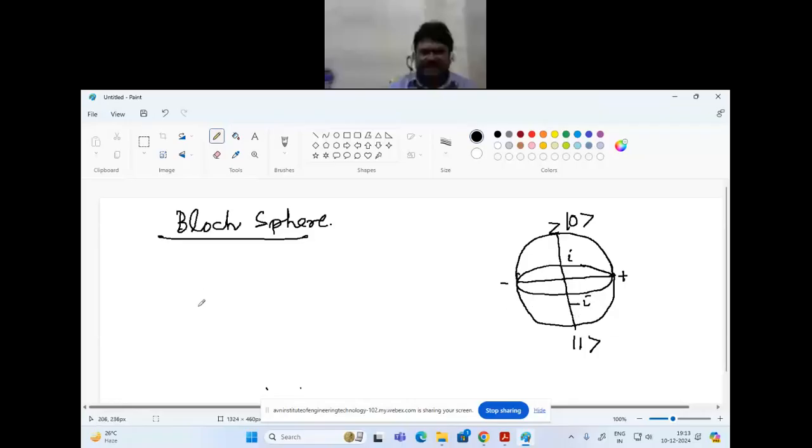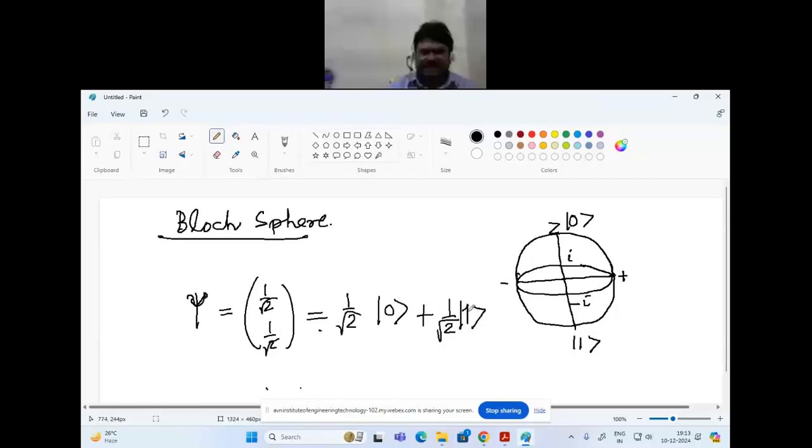So let us talk about this. Psi is equal to 1 by root 2, 1 by root 2. Okay. And this is actually 1 by root 2 |0> plus 1 by root 2 |1> in ket notation. Okay. So the probabilities are half and half. Alpha square is equal to half, beta square is equal to half. That means this qubit psi is 50% in the zeroth state and 50% in the one state.